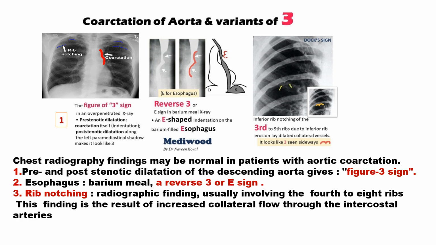The second X-ray is a barium meal of the esophagus, which shows reverse 3 or E sign. The third radiological feature is the rib notching between the fourth and the eighth ribs. This finding is the result of increased collateral flow through the intercostal arteries.